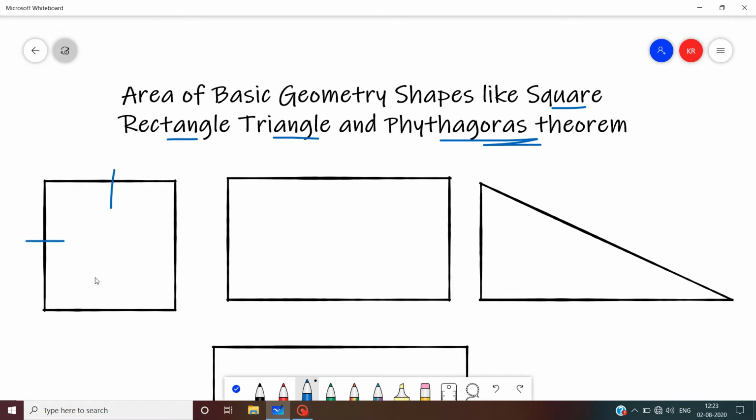So a square has all sides equal and each side is perpendicular to each other, right? Similarly, a rectangle has only opposite sides equal and each side is perpendicular to each other.